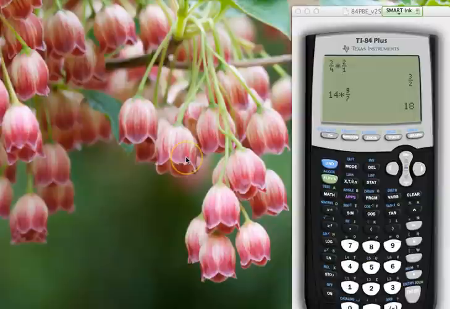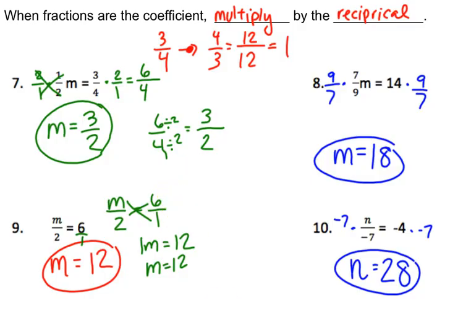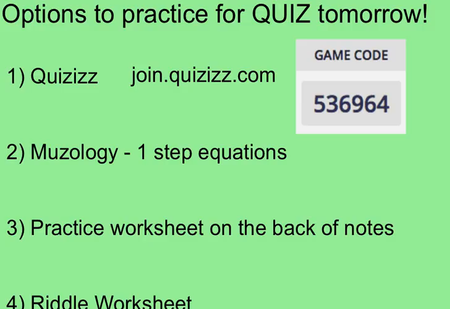Alright, so that's multiplying and dividing. If you have any questions, let me know. Otherwise, it is time to practice. So you've got a lot of options.